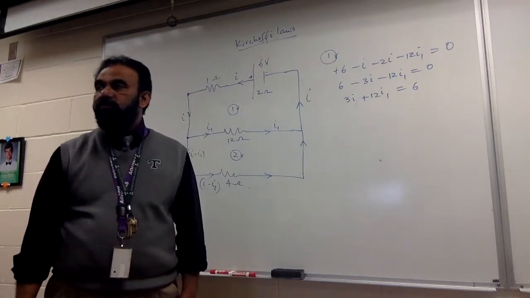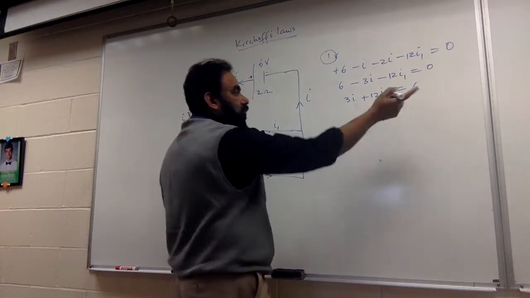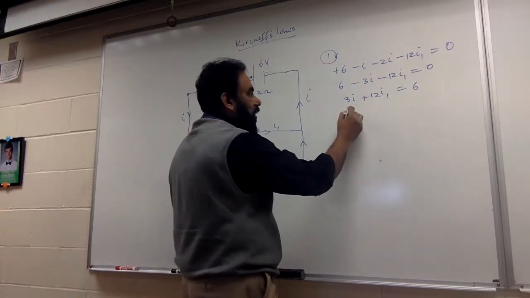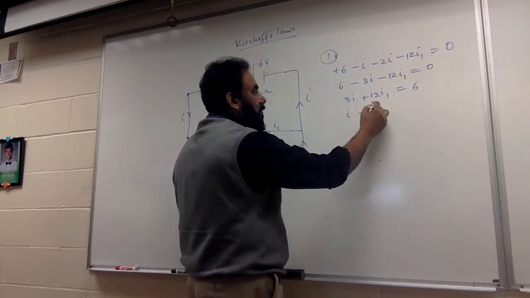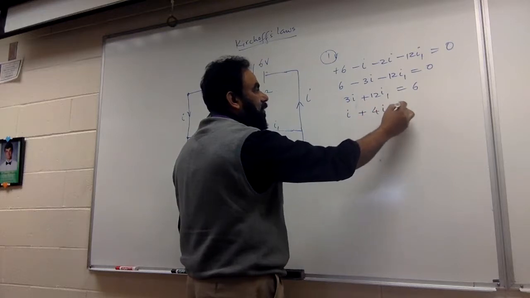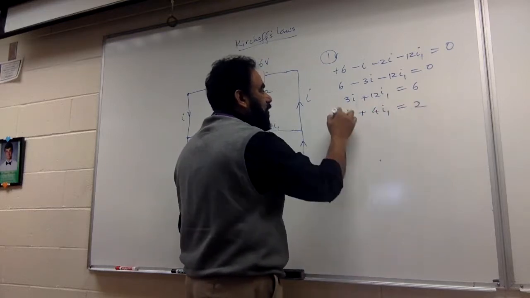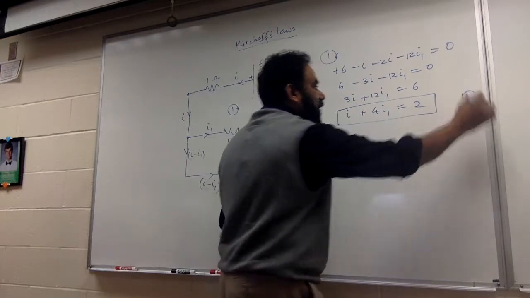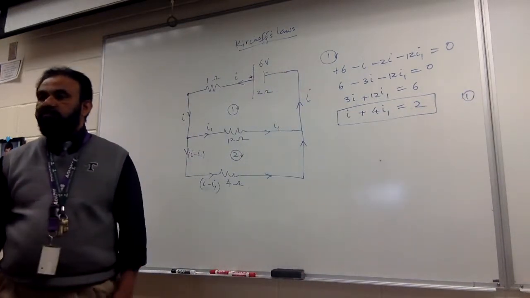Is that okay? Yeah. Now divide throughout by 3. I can simplify it further. So i plus 4i1 equal to 2. So this is my equation number 1. I'll keep it aside.